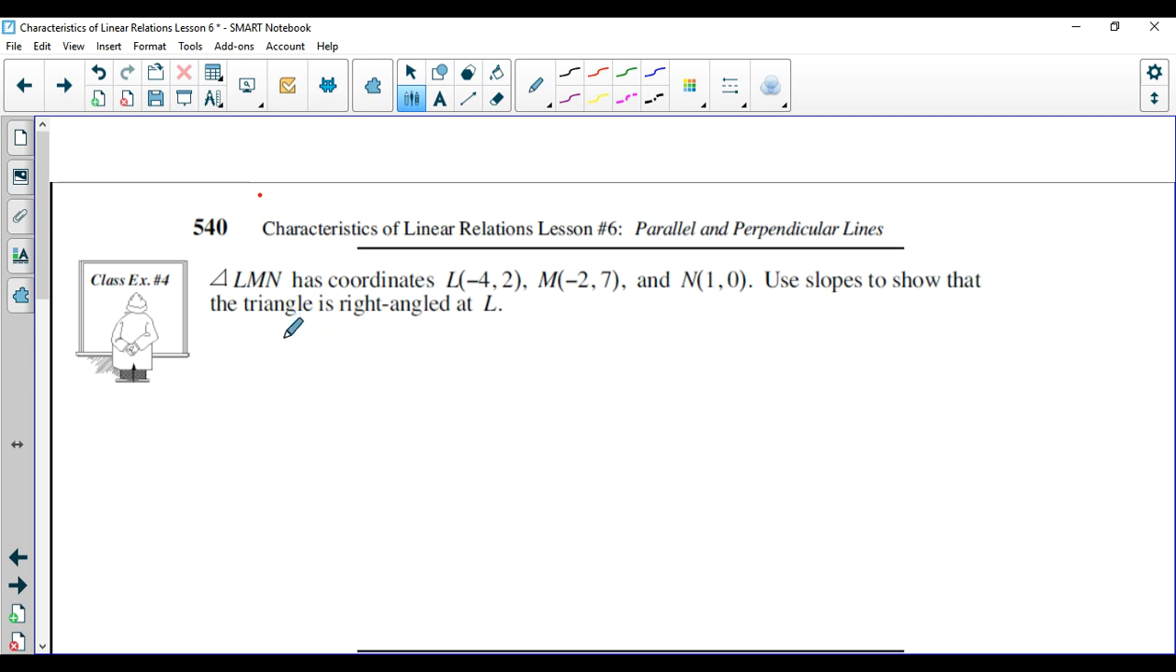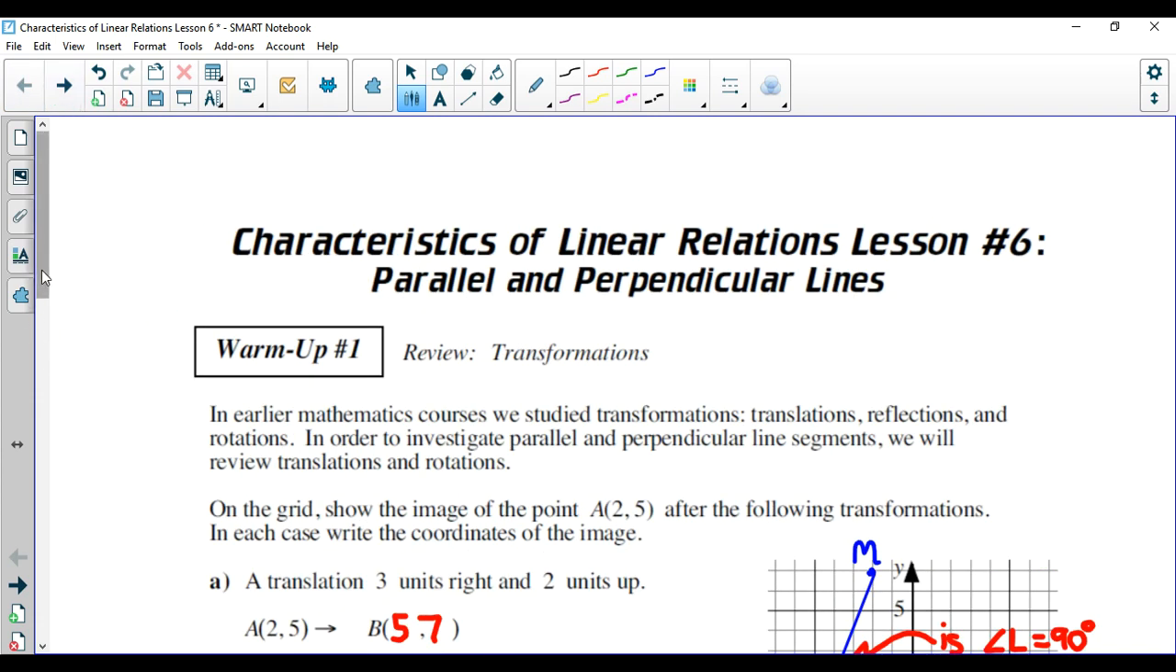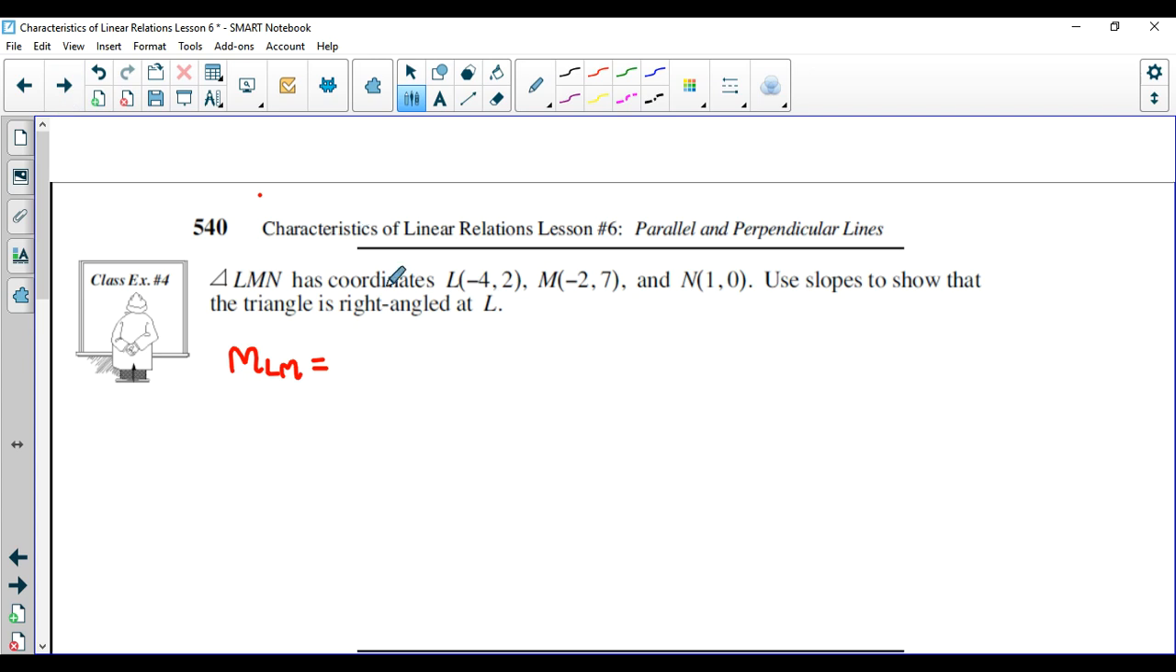Okay, so let's figure out the slope of line segment L to M. Yeah, let's go L to M first, and then we'll figure out the slope of line segment L to N. Okay, so this would be YM minus YL. Doesn't matter what order you do it again. Divided by XM minus XL.